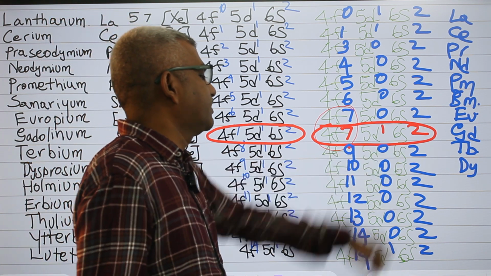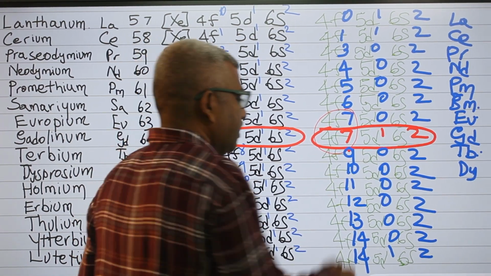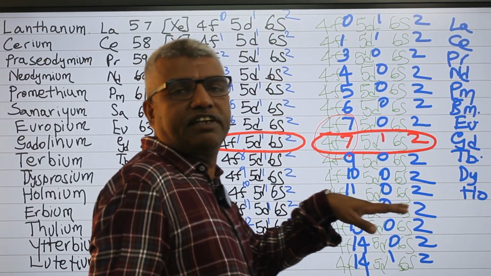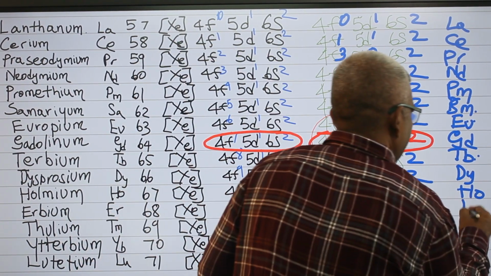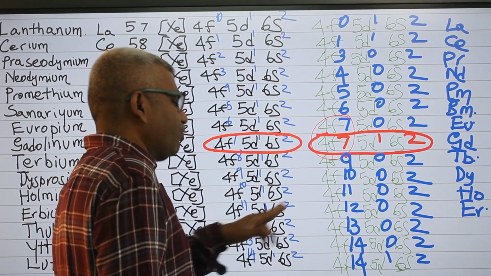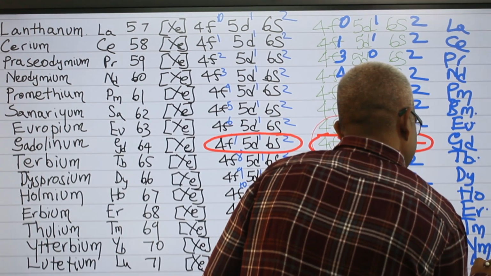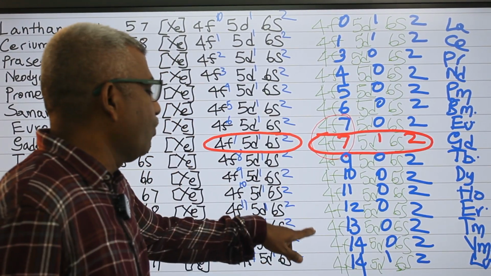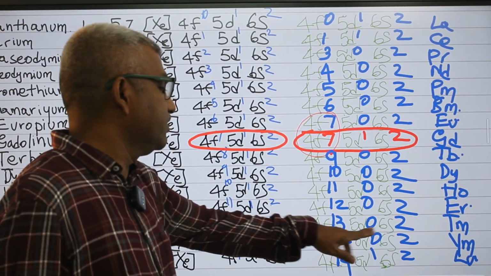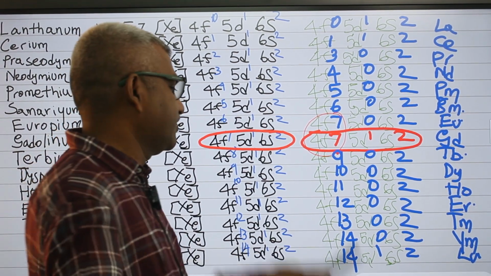Then terbium, 4f9, 5d0, 6s2. Dysprosium 4f10, 5d0, 6s2. Holmium is 4f11. Erbium is 4f12. Thulium is 4f13, 5d0, 6s2. Ytterbium 4f14, 5d0, 6s2. Lutetium 4f14, 5d1, 6s2.